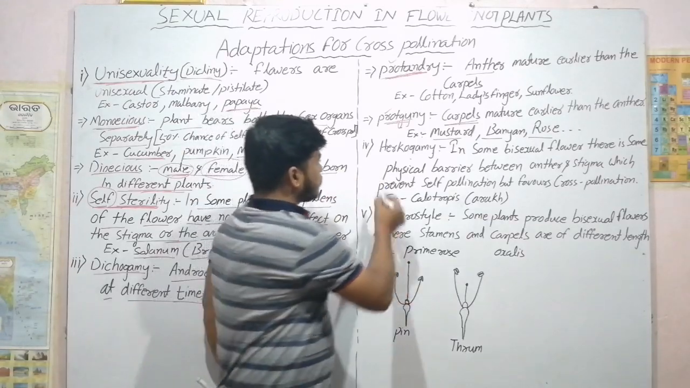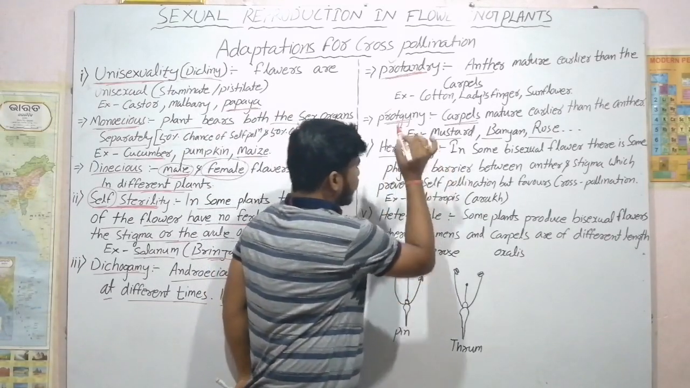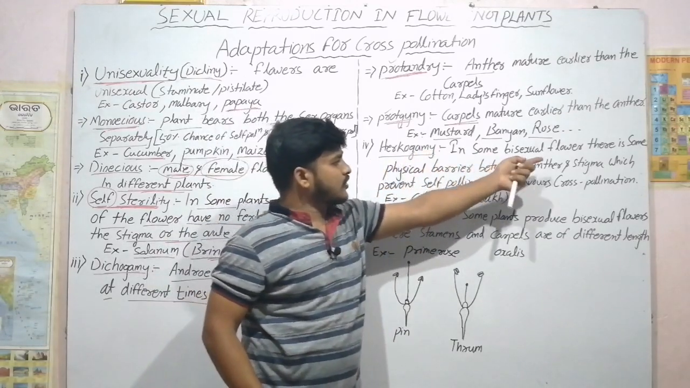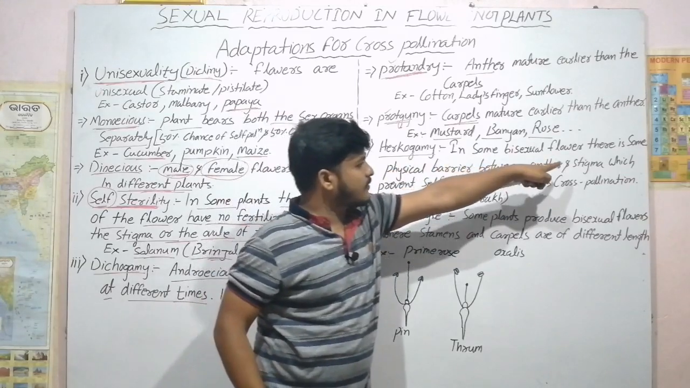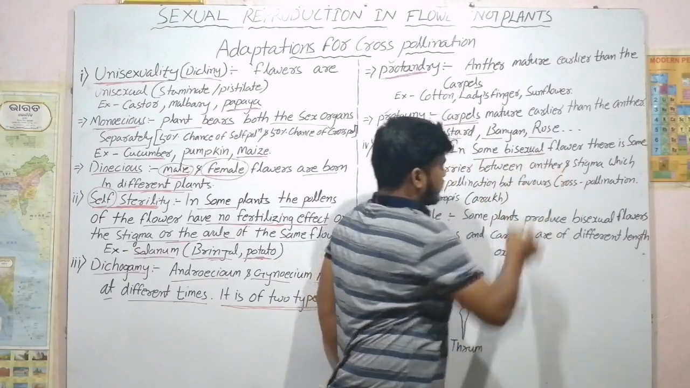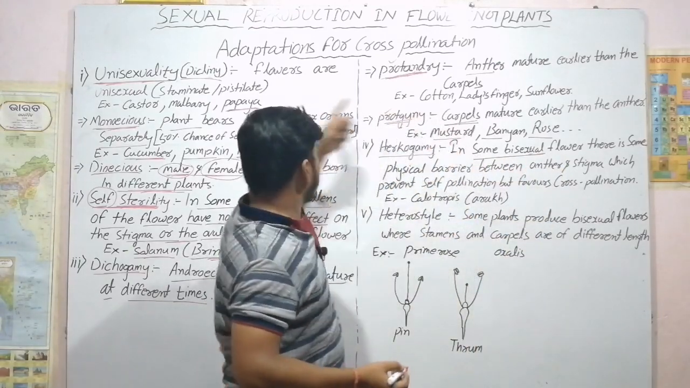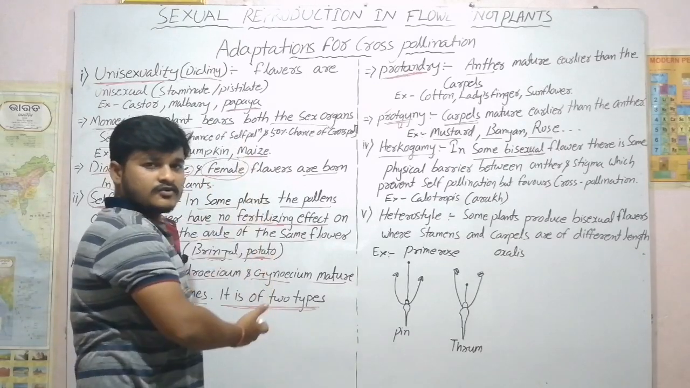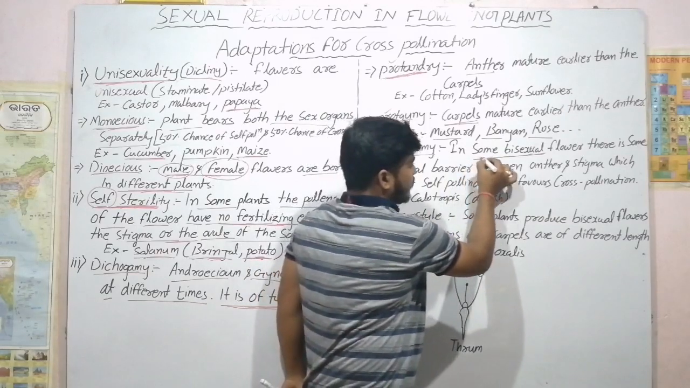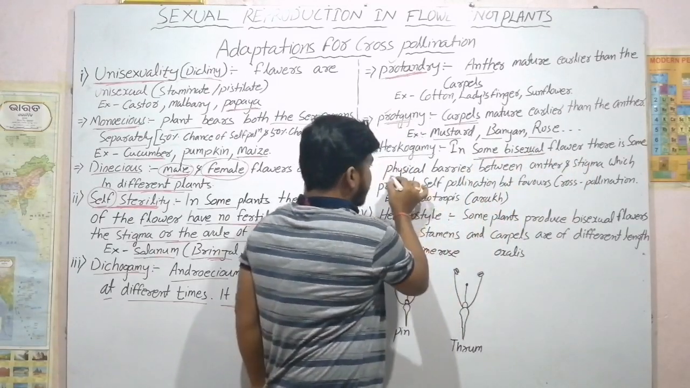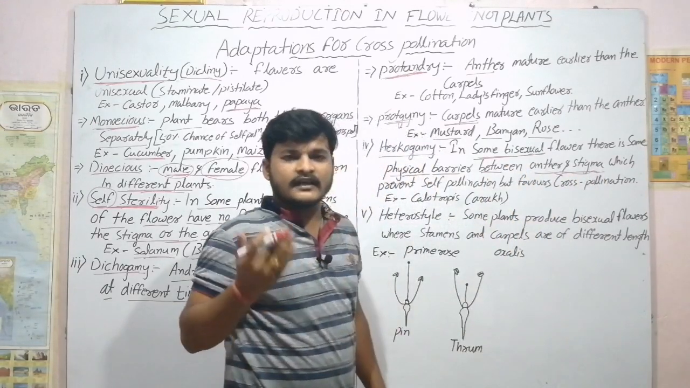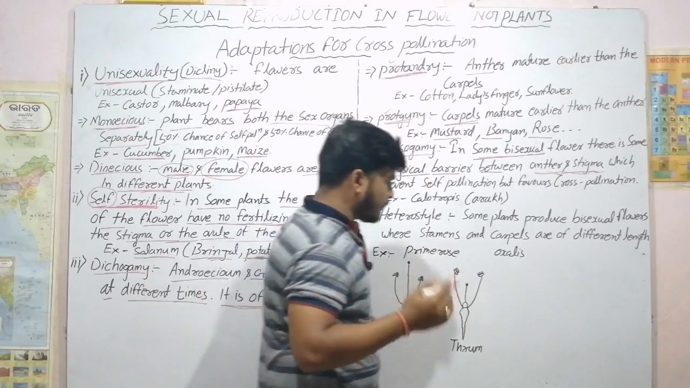Next one is your hercogamy condition. In hercogamy condition, in some bisexual flowers, you may consider a number of bisexual flowers as we studied. These are all examples of bisexual flowers. So in hercogamy condition, in some bisexual flowers there is some physical barrier between anther and stigma. That means a physical barrier is developed in a bisexual flower.